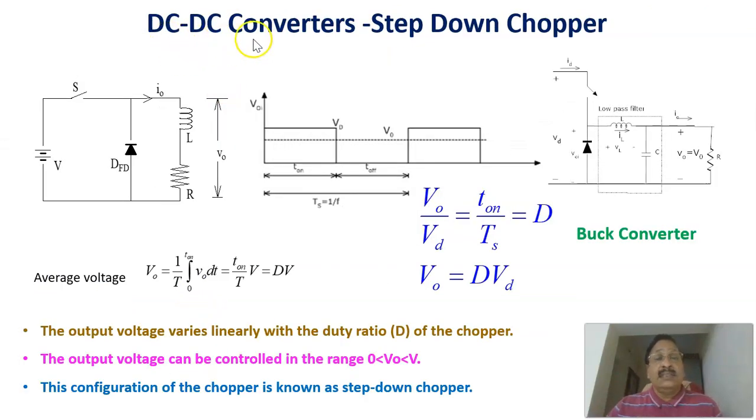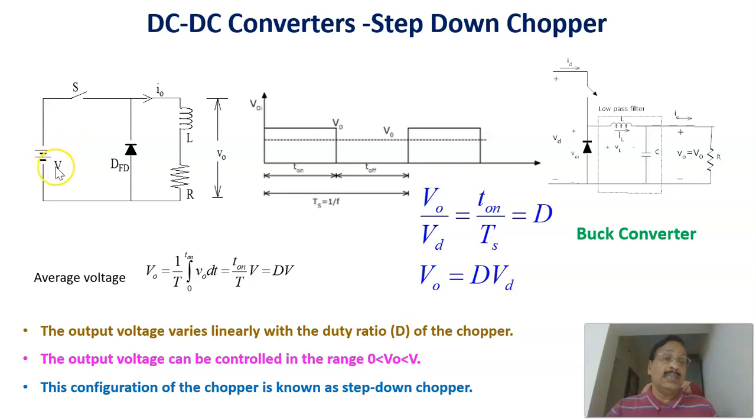The next converter to be considered here is a DC to DC converter. That is, the input is DC and the output is also DC. Previously, we have seen AC input and DC output. But here, the input is DC and the output is also DC. You can get a variable DC output voltage. This is a step down chopper, where the voltage is getting reduced. The basic step down chopper diagram is like this.